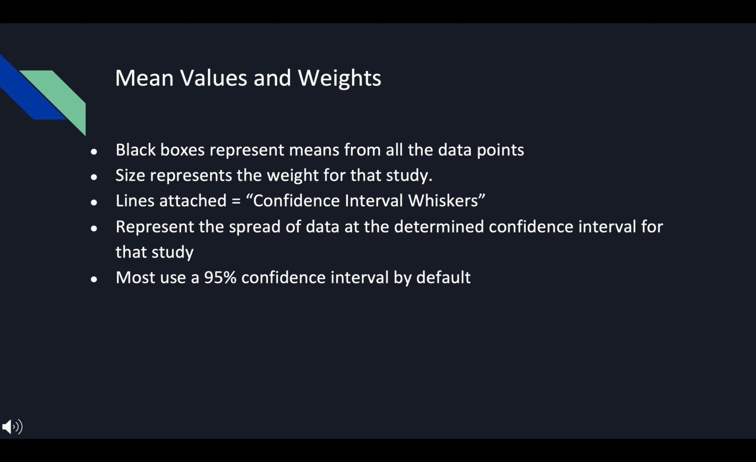The location of the squares represents the mean result of the individual specific study, and the horizontal lines extending from each square represent the spread of data within the confidence interval for that study. This graphical spread is often known as the confidence interval whiskers.